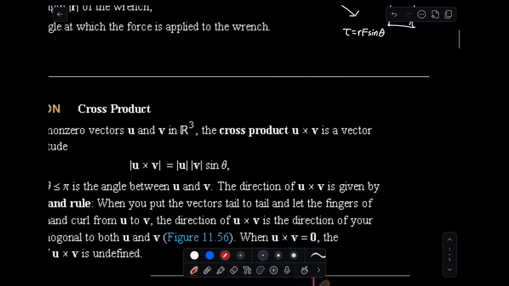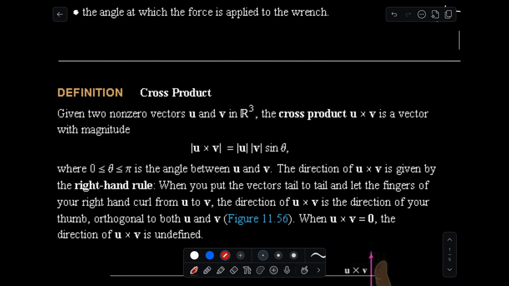Then we get to the actual definition of what the cross product is. You're given two non-zero vectors, u and v, in R cubed. What this just means is you're in 3D space. And when we're given these two non-zero vectors, u and v, in R cubed, the cross product u cross v is a vector. So this is a vector quantity, not a scalar quantity.